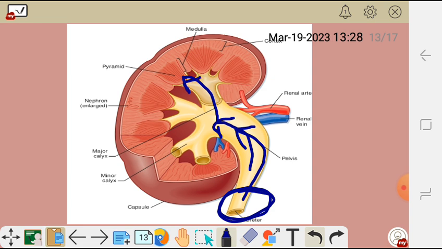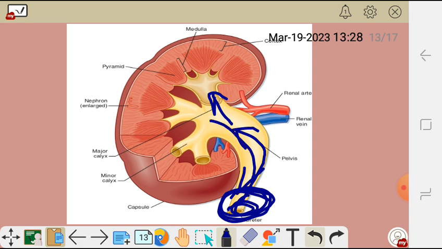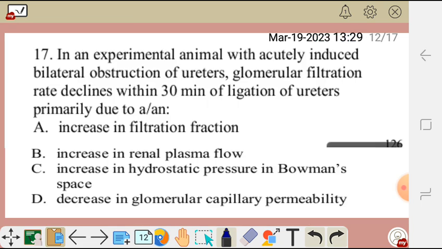Okay, so what is happening really here is that the hydrostatic pressure in the Bowman's space is going to increase. Why? Here there is a blockage, so meaning urine won't be excreted. In the end, it will tend to go back to where it is coming from. So it will increase the hydrostatic pressure here. So meaning our correct answer here is C for question 17. Increase in hydrostatic pressure in the Bowman's space. Okay, that's what is going to happen.